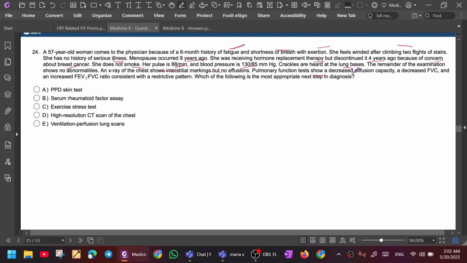Pulmonary function tests show a decreased diffusion capacity, decreased FVC, and increased FEV1 to FVC ratio, consistent with a restrictive pattern. Which of the following is the most appropriate next step in the diagnosis?